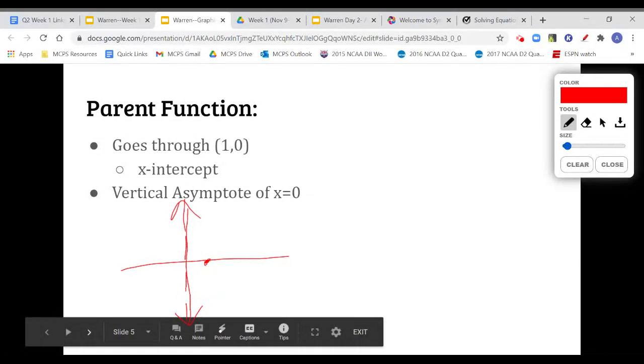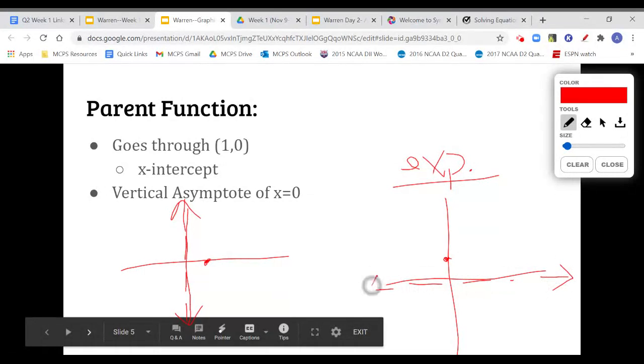Okay. And another thing just to note, this is the opposite of an exponential function, where the parent would have a point at 0, 1, and it would have an asymptote of the x-axis. So once again, just pointing out how inverses are opposites.